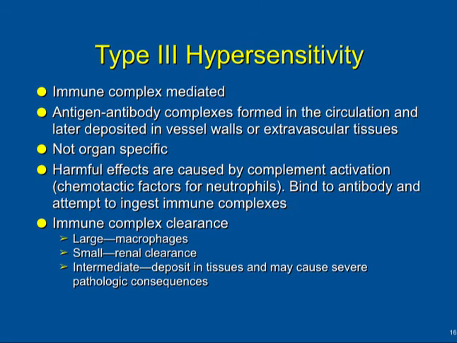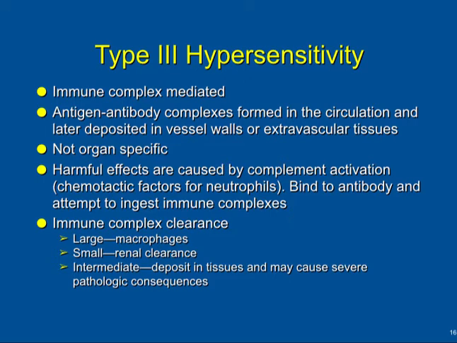This is basically immune complex mediated. There are immune complexes that travel to certain areas and cause dysfunction there. They're formed in circulation and later can be deposited in certain tissues or even the vessel walls, so it's not organ specific. A lot of times with these states, it'll go to multiple areas. There are different size immune complexes, whether small, large, or intermediate. The small ones tend to be renally cleared. The large ones tend to be taken care of by macrophages, but the intermediate ones are the ones that can deposit and cause pathologic consequences.